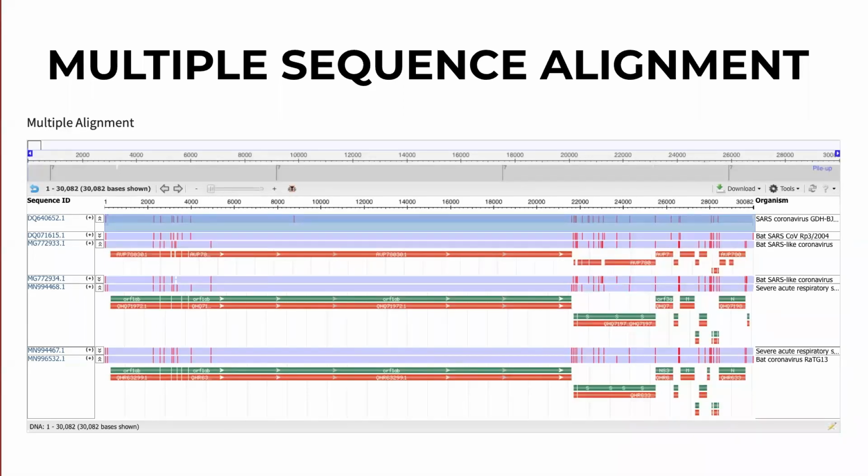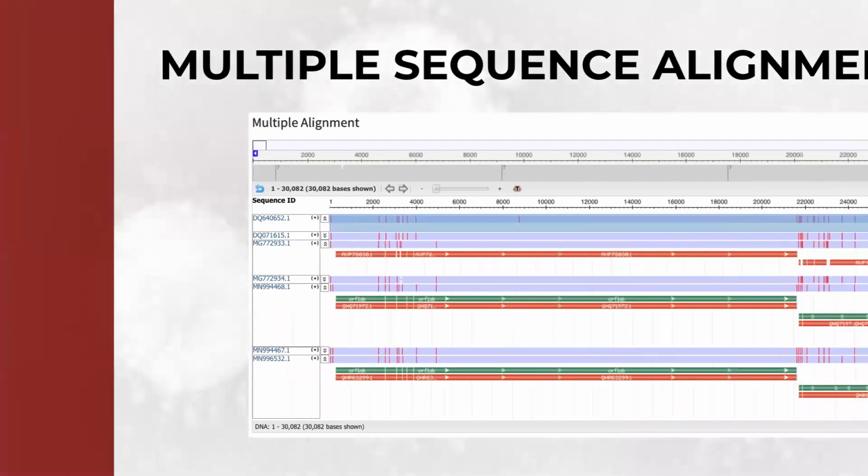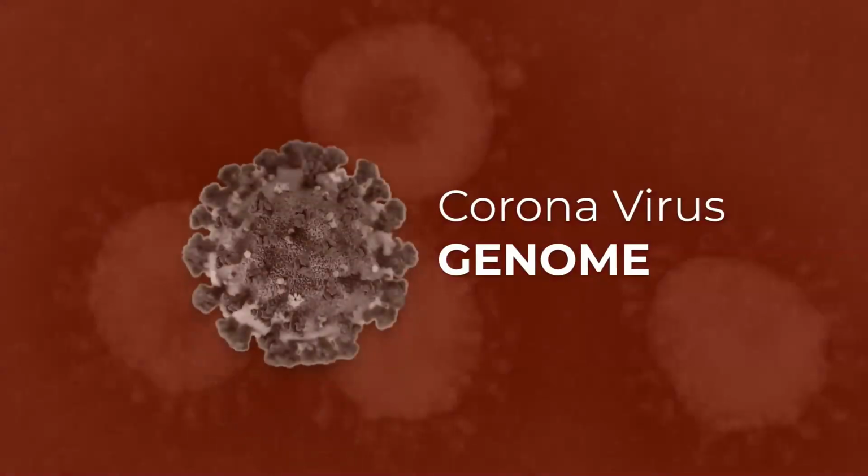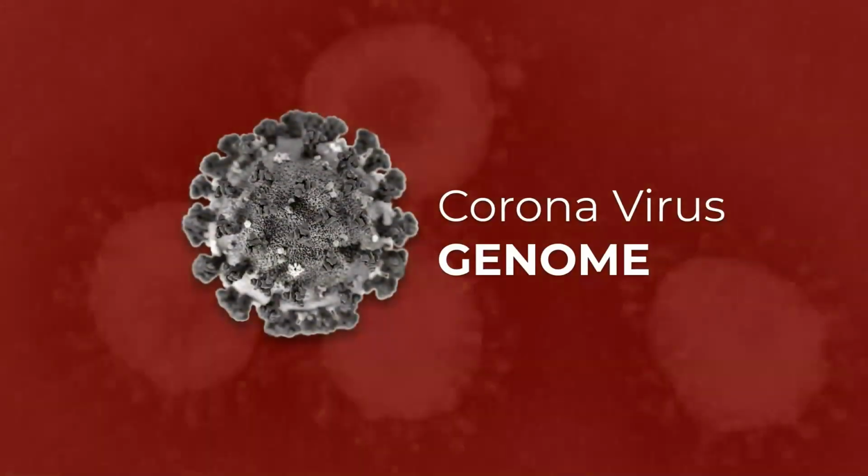Let's talk a little bit about the coronavirus genome itself. So what does the coronavirus genome encode? We can explore the sequence at the nucleotide level to understand how the virus genome is organized, and then we can find out the sequence variations we observe.